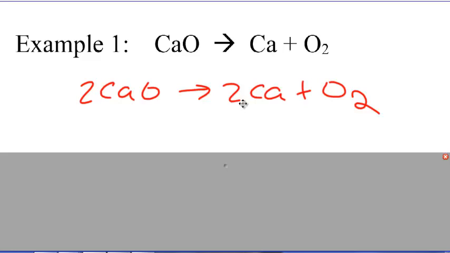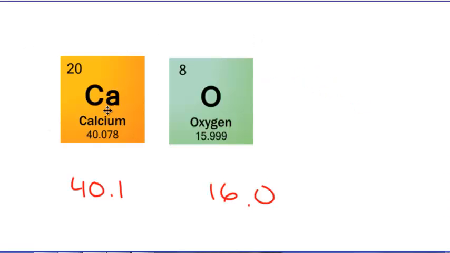Before I can show how the law of conservation of mass applies to this equation, I must look up the masses of the individual elements. Recall that the mass of an element is found underneath its symbol on the periodic table. For example, calcium is 40.1 grams. I'm going to round it to the nearest tenth. Oxygen, rounded to the nearest tenth, is 16.0.